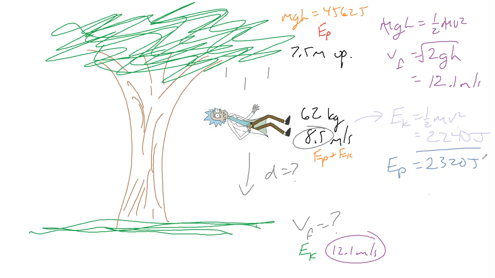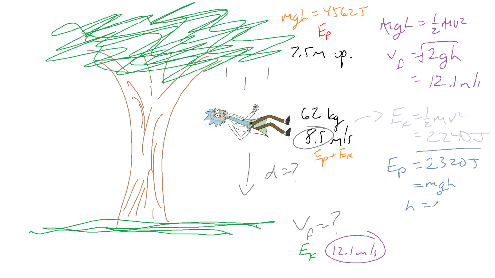So pretty even. At that location, 2240 of that was kinetic. The remaining 2320 was potential. So those two added up will still give me pretty much the same total energy I started with. So I just got to take this, make that equal to the mgh, and it'll tell me the height off the ground.